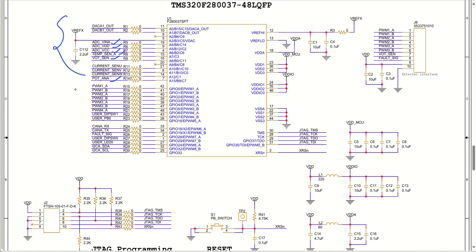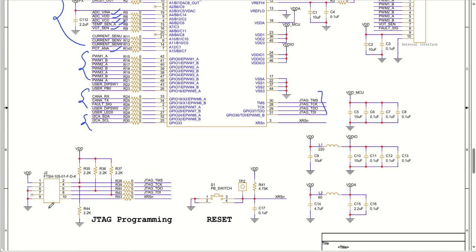Similar to that, we have PWM pairs here. You can see 1A, 1B, 2A, 2B, 3A, 3B, all are there. Then we have DIP switches, user push buttons. We have LEDs connected for various other applications. Now for the communication interface, we have CAN RX and TX, that is CAN communication, and I2C communication is also there. Then we have the programming method, that is JTAG. JTAG is connected through TMS, TCK, TDO, TDI. And we have one reset switch. Reset will be used to reset this particular microcontroller externally.